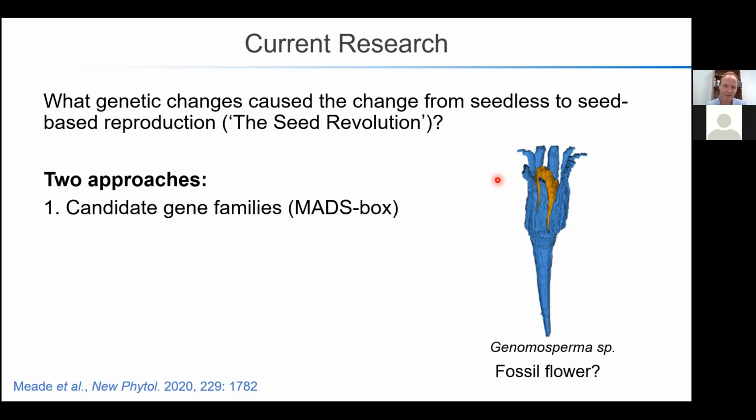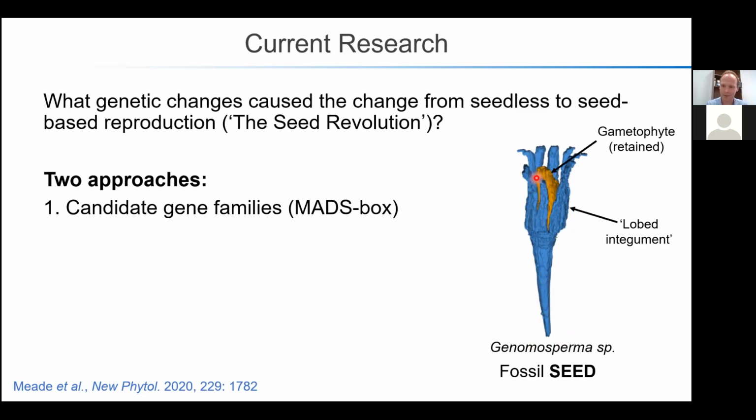And the second arises from a collaboration that sprang up once I moved to Birmingham. Some of my colleagues in earth sciences here asked me, would I help them interpret the development of a fossil that they had, this particular fossil species, Genomosperma. So this is a 3D reconstruction on the right. You might think this was a fossil flower from its shape and structure. No, this, they said, is one of the earliest examples of seeds in the fossil record.